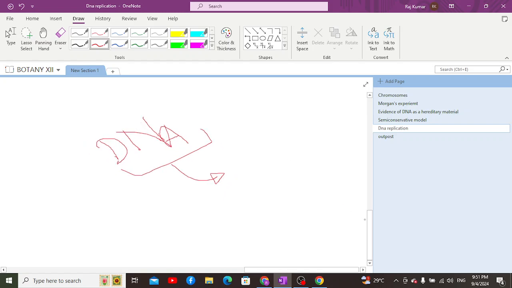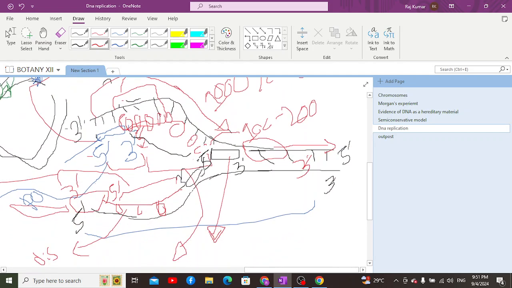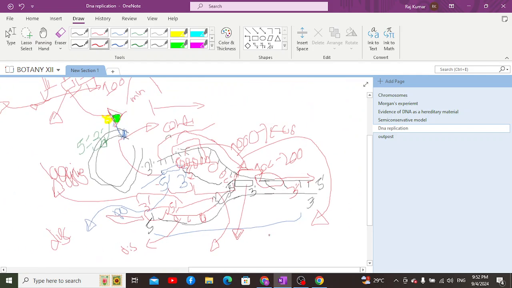Alongside that, within the structure which we have studied, we have seen that the strands formed are not complete strands. Rather, these are DNA fragments of 100 to 200 nucleotides or 1000 to 2000 nucleotides. These fragments are known as Okazaki fragments. These Okazaki fragments now need to be joined together in order to form a continuous DNA strand, which would be anti-parallel to its complementary strand.